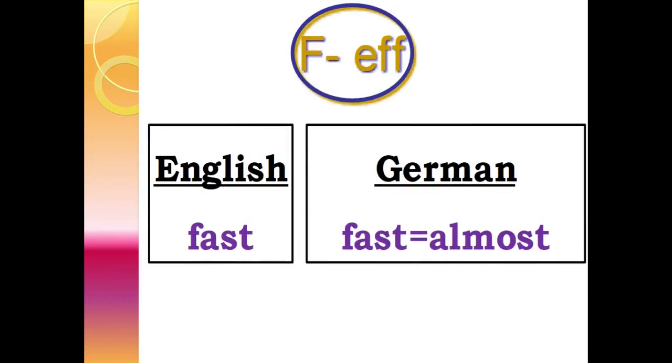Lastly, the German F in an English and a German word will sound alike. For example, the word fast exists in both English and German, interestingly. But in German, fast has a totally different meaning to the English version. Fast in German means almost. Isn't that interesting?